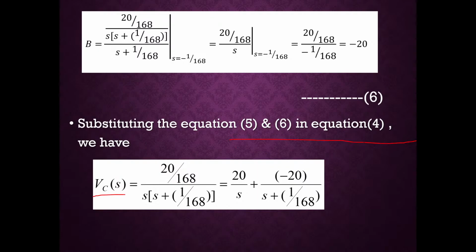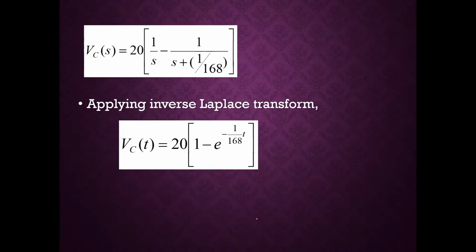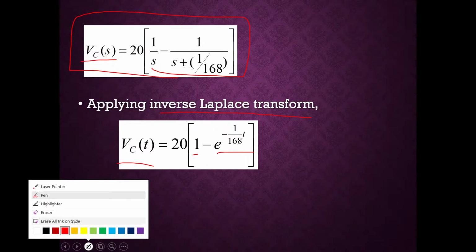So after substituting, VC of s is this. Now this is VC of s. Now we can go for inverse Laplace transformation. So go for inverse Laplace transformation. Inverse of 1 by s is 1. Inverse of 1 by s plus 1 by 168 is what? E power minus 1 by 168t. So VC of t is 20 into 1 minus e power minus 168t.